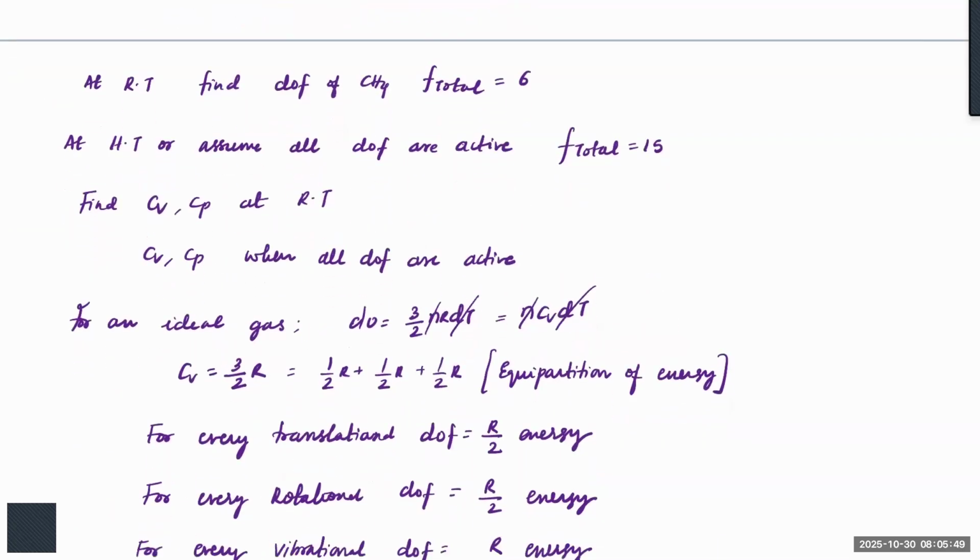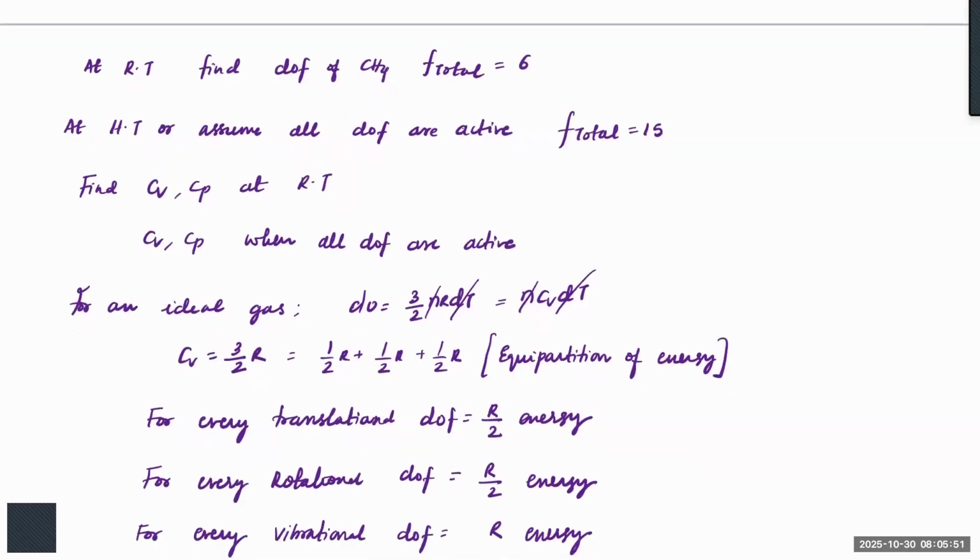If I want to calculate the Cp and Cv at room temperature, first I will notice that dU is equal to 3 by 2 nR delta T, because it is equal to the change in kinetic energy. And that is equal to nCv dT. So you can see n will get cancelled, dT is getting cancelled. So Cv is equal to 3 by 2 R. So 3 by 2 R can be written as R by 2, R by 2 plus R by 2.